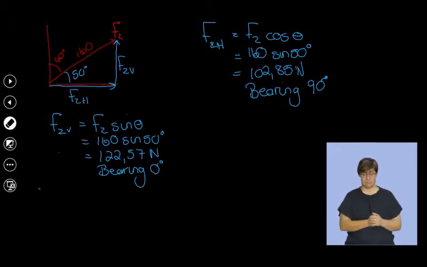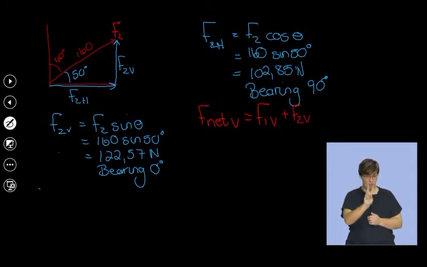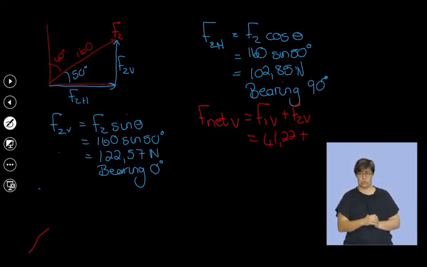So the first thing I'm going to find is F net vertical. I'm going to add my first vertical with my second vertical. The first vertical we worked out earlier to be 41.22. This vertical is 122.57.